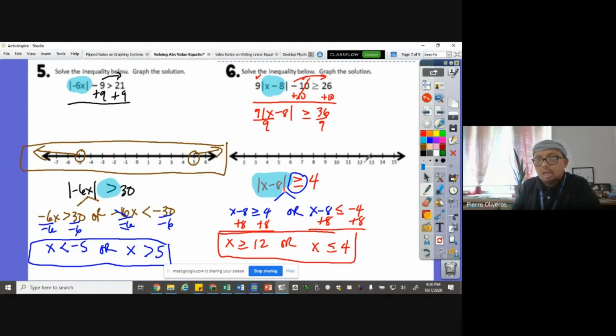Graph them. The 12 is right here. It's closed to the right. x less than or equal to 4, closed to the left. And that's the graph. Kaboom.